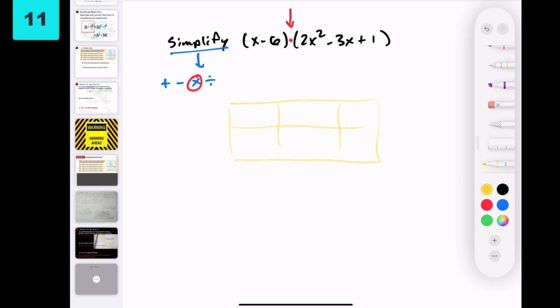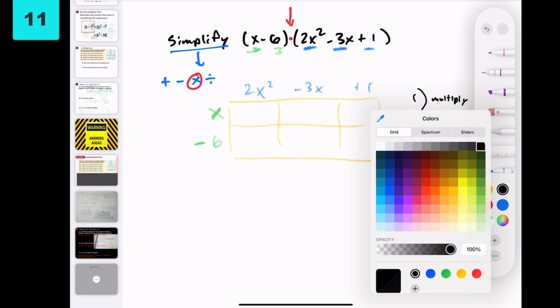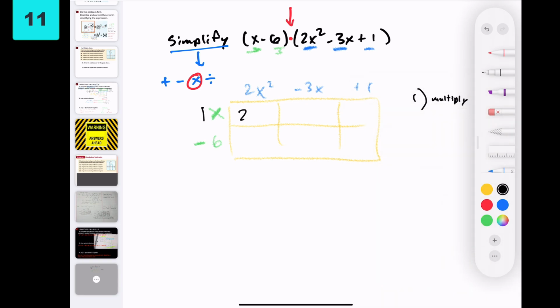So how do you know how large to draw your rectangle? Well, this has 2 terms, so they go over here. This one has 3 terms, 1, 2, 3. So you're going to put those 1, 2, 3, and that's why it's 2 by 3. So let's go ahead and first multiply. This will be 1 times 2, and x times x squared is x to the 3rd.